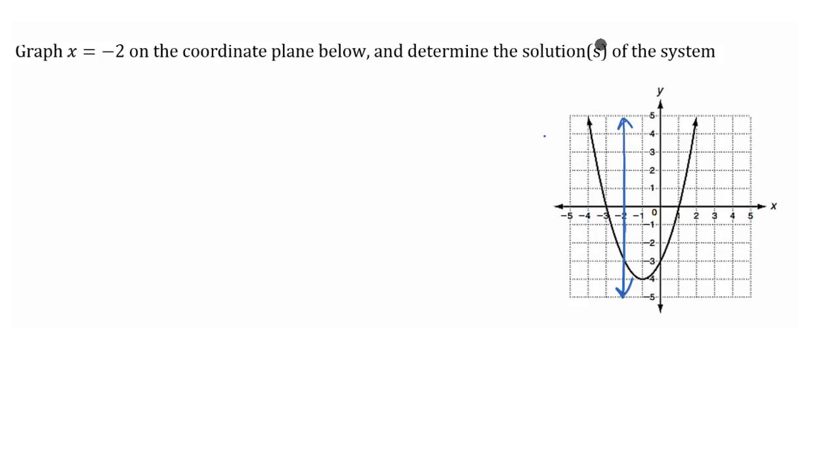And we need to figure out the solutions. Well, our graphs only cross at one point. And that point is going to be right here. If I draw a line to it, we have x comma y. Our x value looks like it's going to be -2. And then our y value looks like it's going to be -3. So that's going to be our answer to this situation.